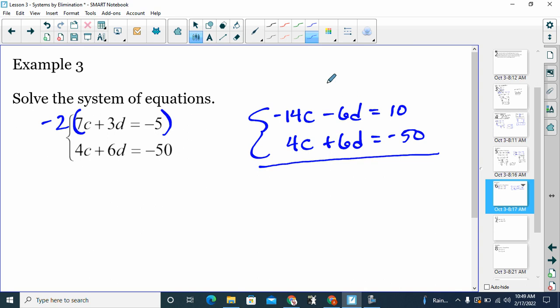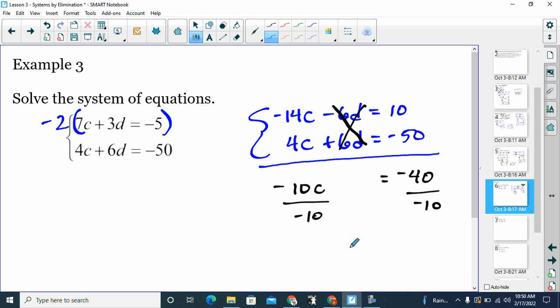Now I can add the equations together. Minus 6d plus 6d, those are gone, those cancel. -14c plus 4c is -10c. 10 minus 50 gives me -40. Divide both sides by -10. Giving me c equals 4.